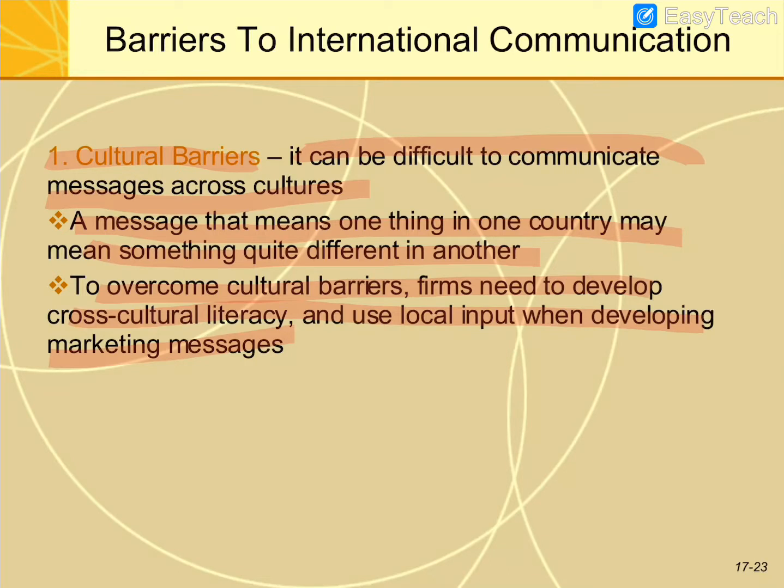For example, if you do business where they do not use English as their mother tongue, you as a producer must overcome this cultural barrier. You need to learn their culture and their language in order to use local input when developing marketing messages. Or instead of using English, maybe you can use Mandarin and hire people to write the message in Mandarin. That's the meaning of the first one, cultural barrier.